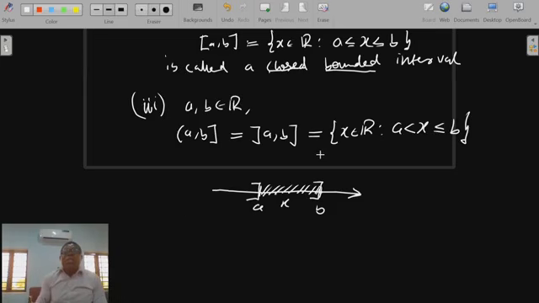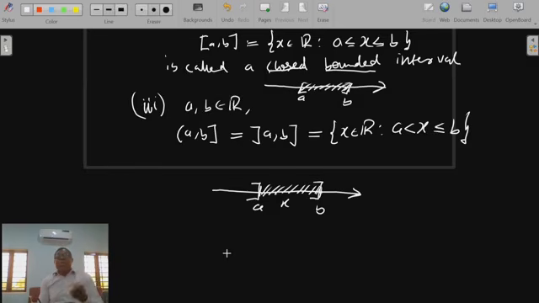The same thing with here. Here, for the closed bounded interval, we have a collection of all points that are between A and B, with both of them inclusive. So we have a set of points here. Remember that as A and B vary in R, these intervals also vary.